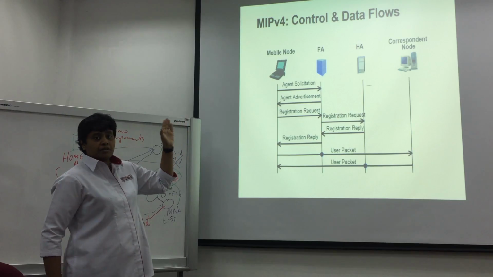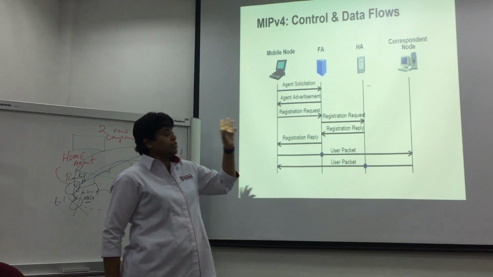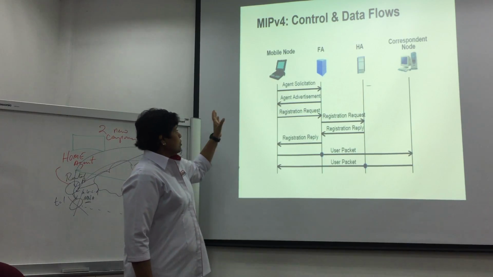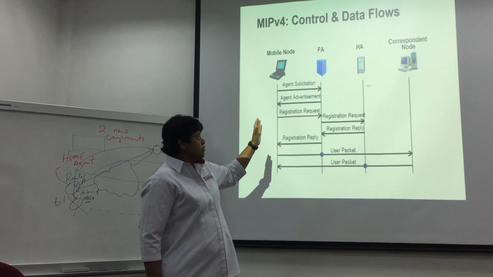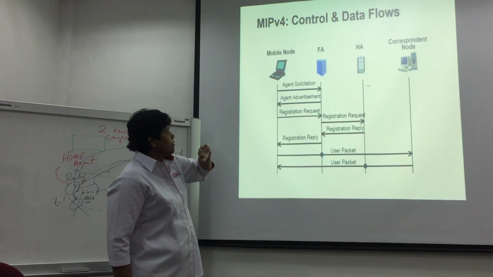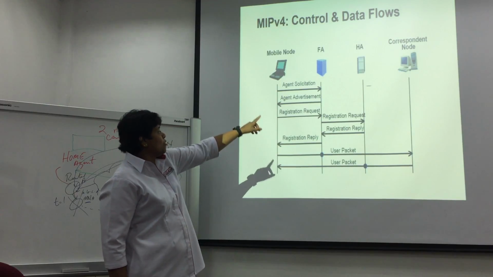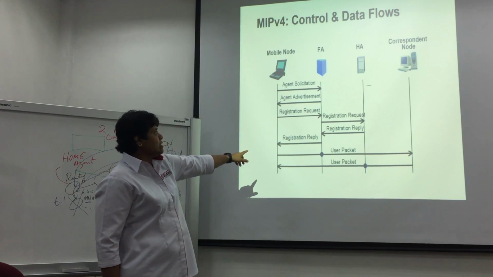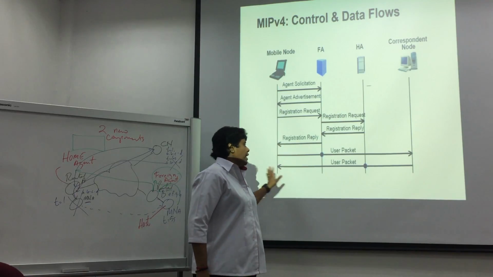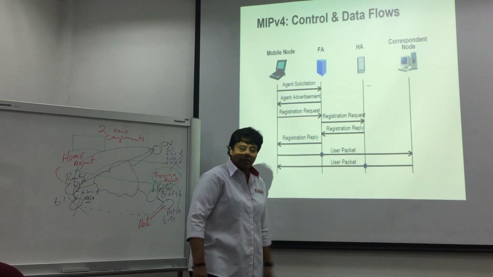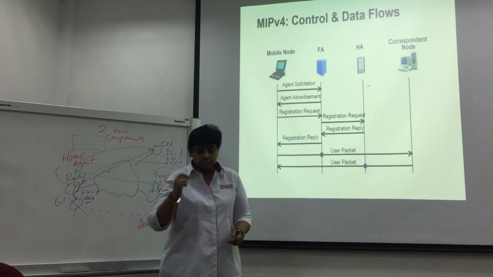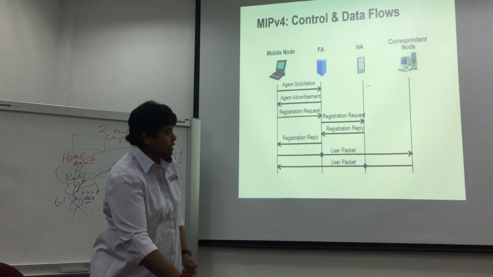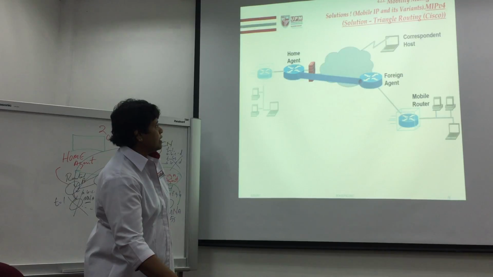So you have the mobile node, you have the foreign agent, you have the home agent and you have the corresponding node. So you have agent solicitation, you have agent advertisement, registration request. After it's registered, you have the registration reply from the home agent, and then you have the registration reply from the foreign agent, and then you have the user packet. So every one of these signals actually consumes a certain amount of energy. Now, and these are more detailed.